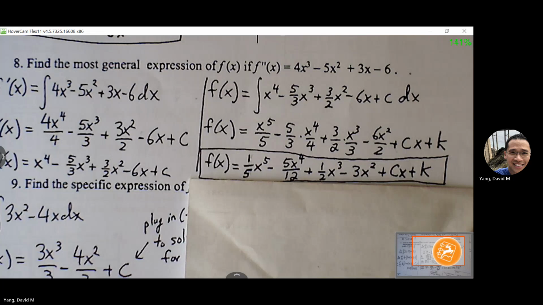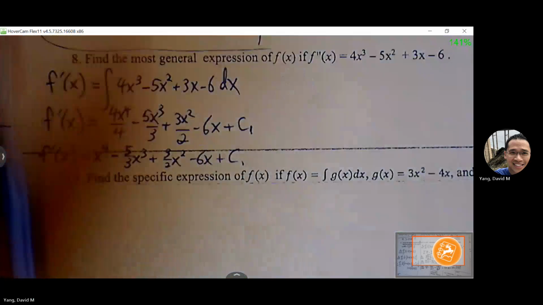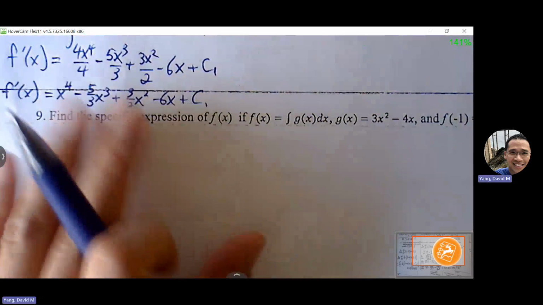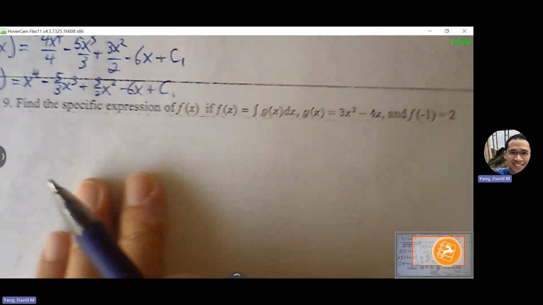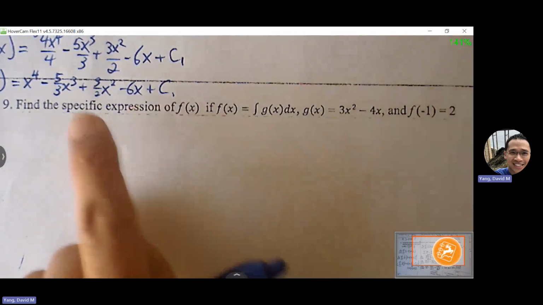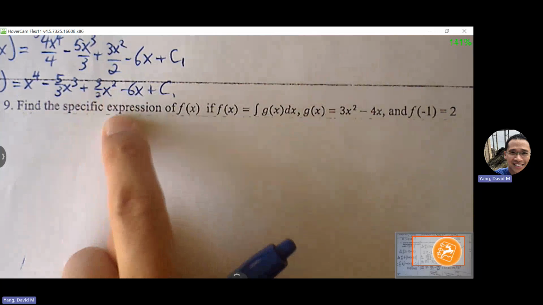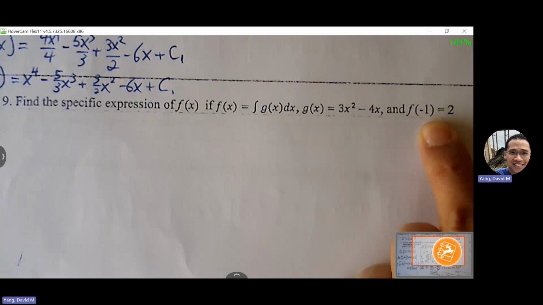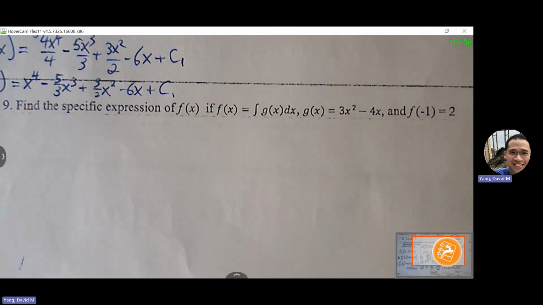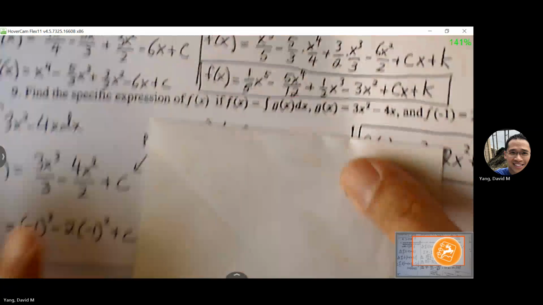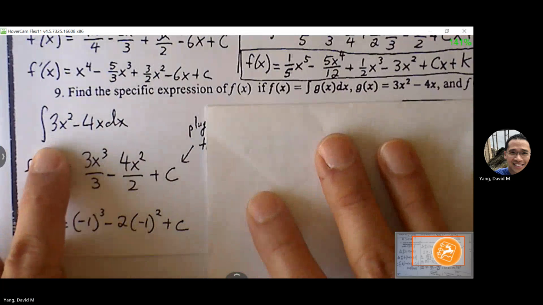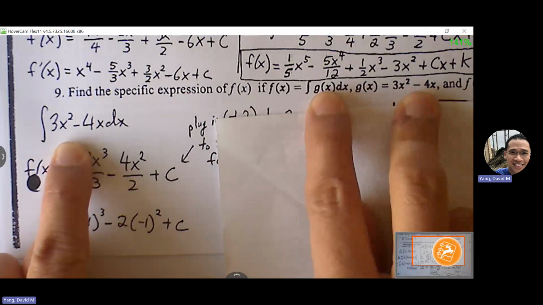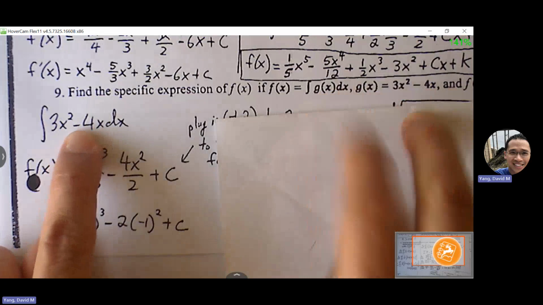Okay, number 9. Number 9 says find the specific expression. So what that means is we're going to find the general equation first. And then once we get the general equation with the plus c, then we can figure out how the ordered pair can help us replace that c with a number. So we're still going to take the antiderivative like we normally would. So just take the action that the problem says to do. And then we do power rule.